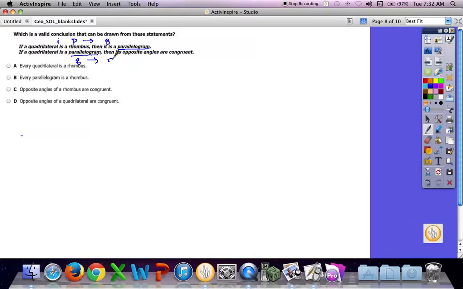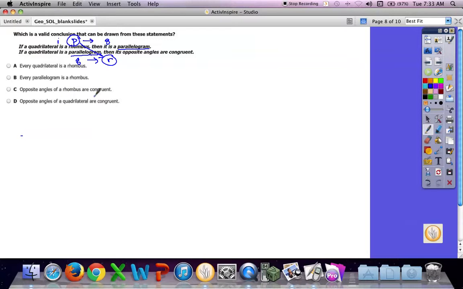So what should we be able to say? We should be able to say that if this, then that. That's the law of syllogism. So which one of these says if a quadrilateral is a rhombus, then its opposite angles are congruent? So let's see. Every quadrilateral is a rhombus? No. Every parallelogram is a rhombus? No. Opposite angles of a rhombus are congruent.